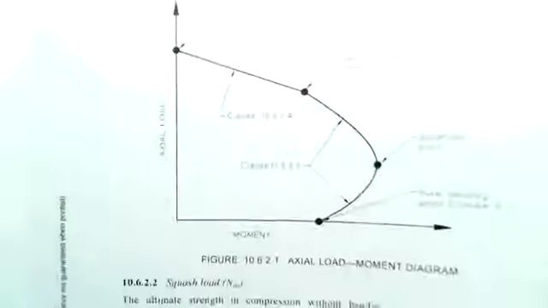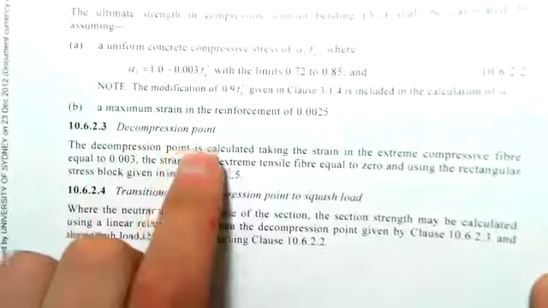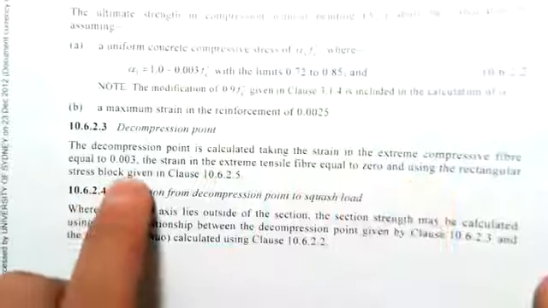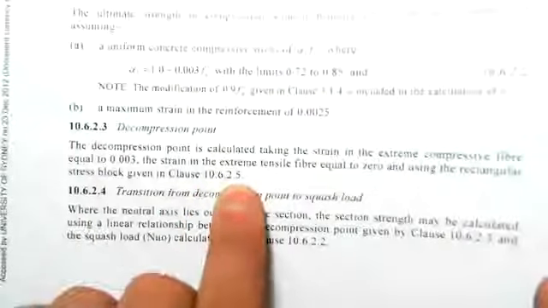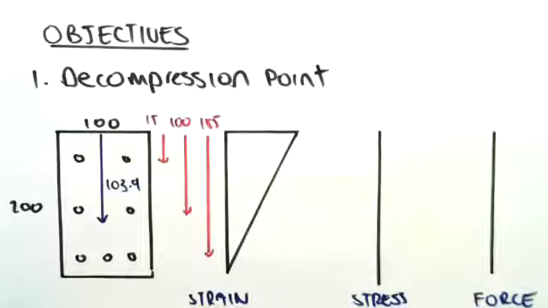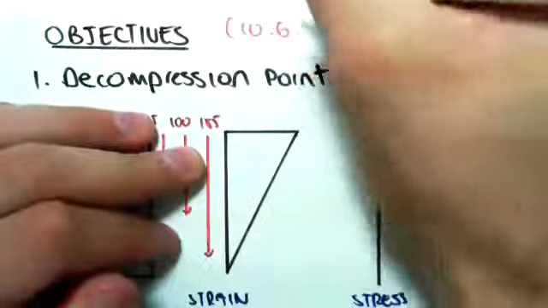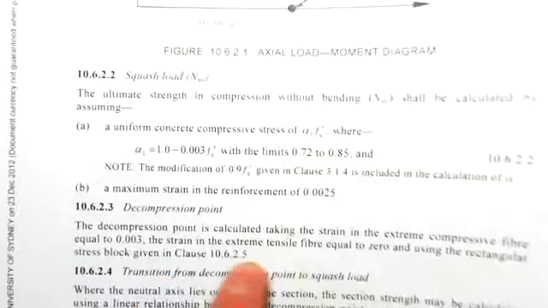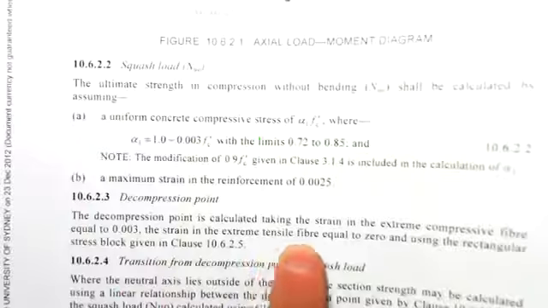So the decompression point, it says here, let me try to zoom in a bit for you guys. It says the decompression point is calculated taking the strain in the extreme compressive fiber to equal 0.003, the strain in the extreme tensile fiber equals 0, and using the rectangular stress block given in clause 10.6.2.5. This decompression point is from 10.6.2.3, so that's where it's from, and it says that the strain in the extreme compressive fiber is 0.003, and the strain in the extreme tensile fiber is 0.